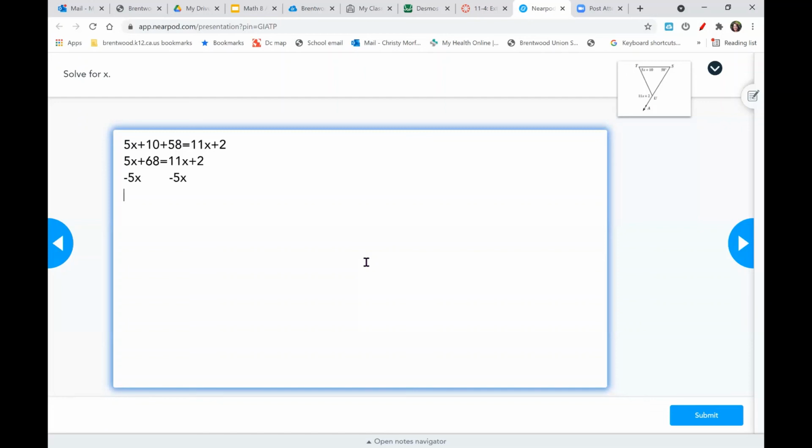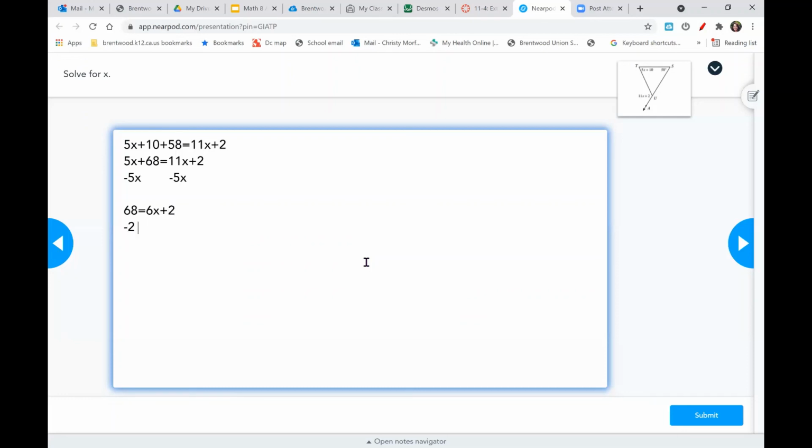I'm actually going to hit enter twice so that you can see a clear distinction between what I just did and the answer that I get. So I'm going to be left with 68 on the left. 11x minus 5x is 6x, and the plus 2 is still there. We now need to get rid of that 2. What I'm trying to do is get the x all by itself. So our first step was to get the x's on one side. Now I have to get rid of the 6 that's in front of the x and the 2 that's after the x. So to do that, I need to get rid of the plus 2 by subtracting 2.